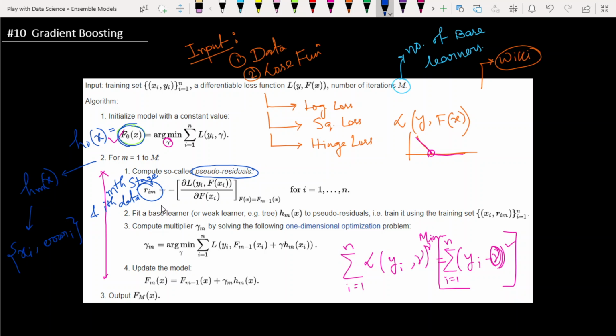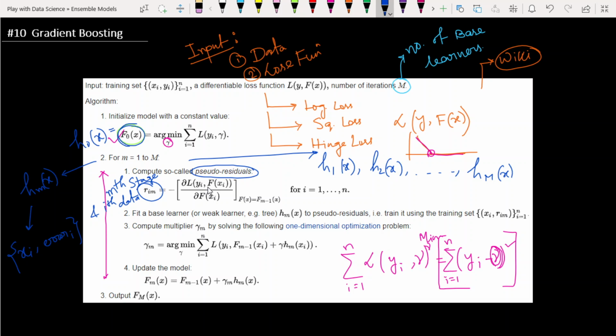For every iteration, when m equals 1, we build h1 of x. When m equals 2, we build h2 of x. Up to iteration m, we build hm of x. These are the iterations we are doing.